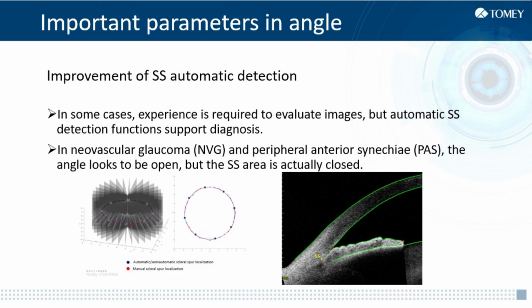When it comes to scleral spur, it serves as a reference point for various parameters, but it was difficult to judge the point. With CASIA2, we succeeded in improving the accuracy of SS determination, which has also greatly contributed to improving the accuracy of analysis results. Additionally, there are cases where the angle appears to be open, but the SS is actually closed, such as in cases of neovascular glaucoma, NVG, and peripheral anterior synechiae, PAS. In such cases, experience may be required to evaluate OCT images, but the automatic detection of SS positions supports this evaluation. In the case of the photo on the right, at first glance it appears that the angle is pretty open, but the automatic judgment of SS positions reveals that the SS part is actually completely closed.